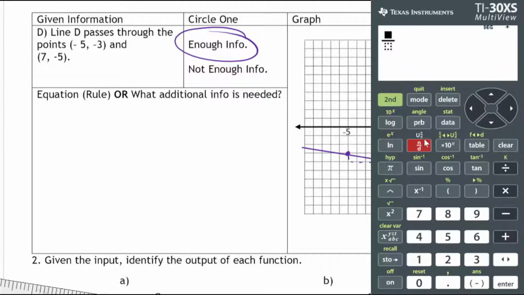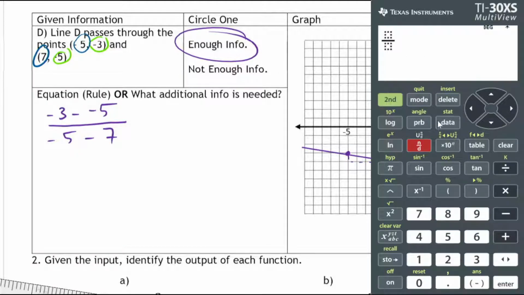And in the numerator, I need the difference in my y's. So the difference in my y's, I'll do negative 3 minus negative 5. And then in my denominator, I need the difference in x's. So I'm going to go negative 5, and then minus 7. So I wrote exactly what I was given here, right? I use this for y and this for y, and then this for x and this for x. So I've got negative 3 minus negative 5. Yeah, that's great.